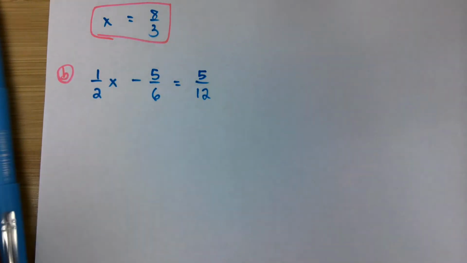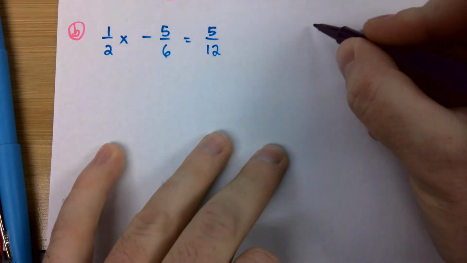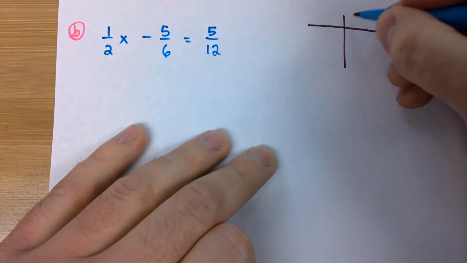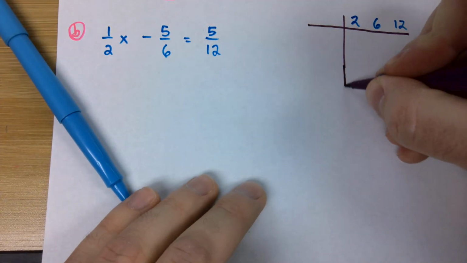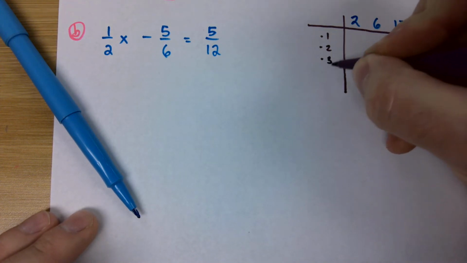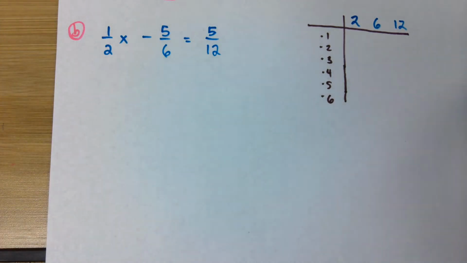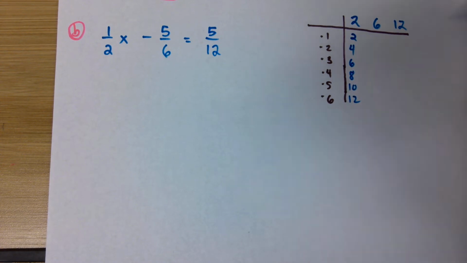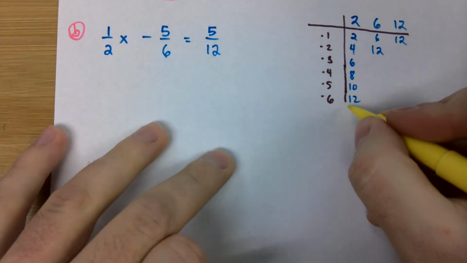I'm going to go ahead and do an LCD table just so we can be clear here on what it's going to look like. If we've got 2, 6, and 12, then our multiples will be times 1, times 2, times 3, times 4, times 5, times 6. So here we've got 2, 4, 6, 8, 10, 12. Here we've got 6, 12. And there we've just got 12.